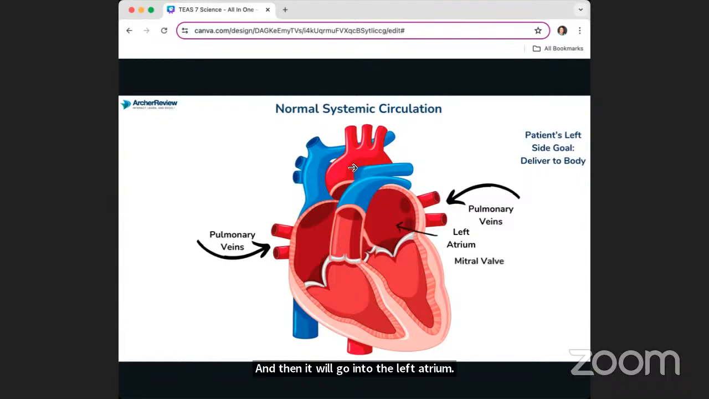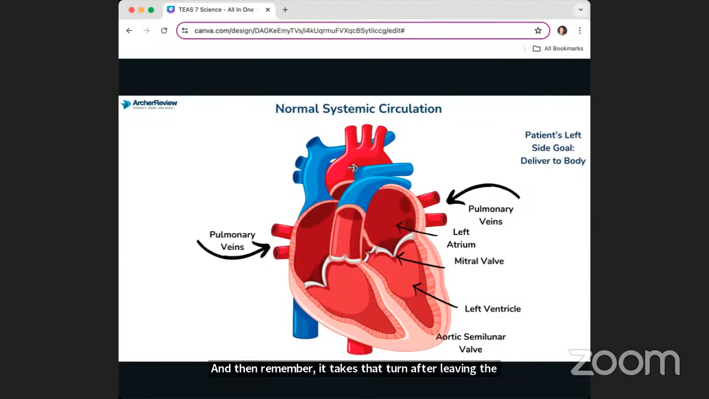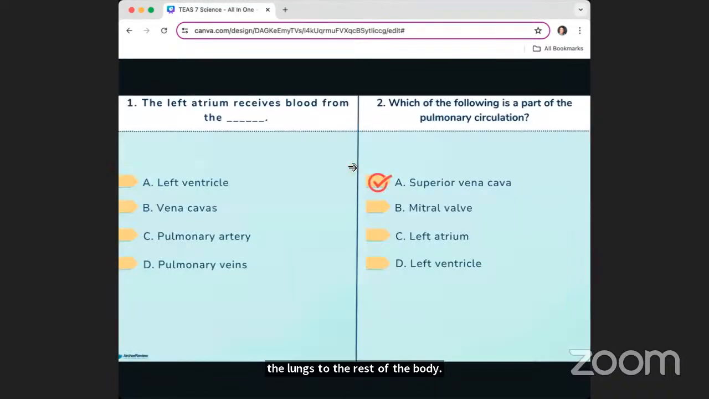It will flow down through the valve on the left side of our patient called the mitral valve, and then into the left ventricle. And then remember, it takes that turn after leaving the ventricle, and it will go through the aortic semilunar valve, because this blood has to flow into the aorta, which is a major artery carrying blood away from the heart. So we can deliver that rich oxygenated blood coming from the lungs to the rest of the body.